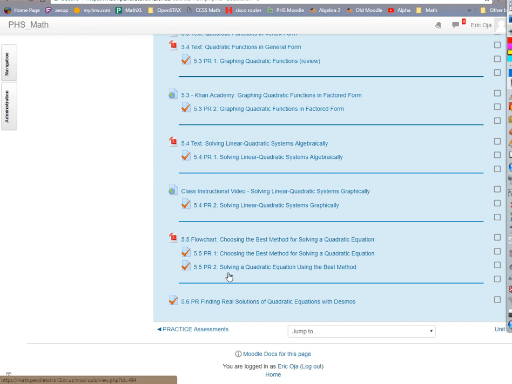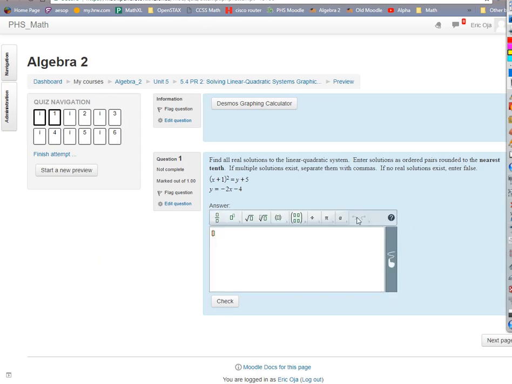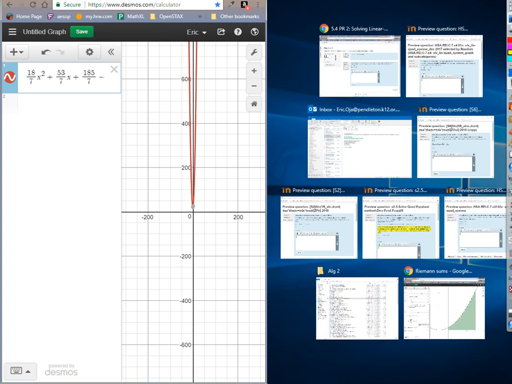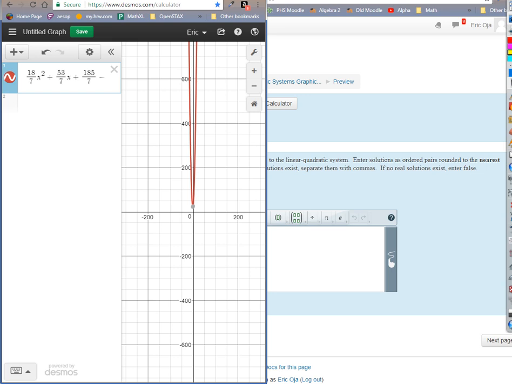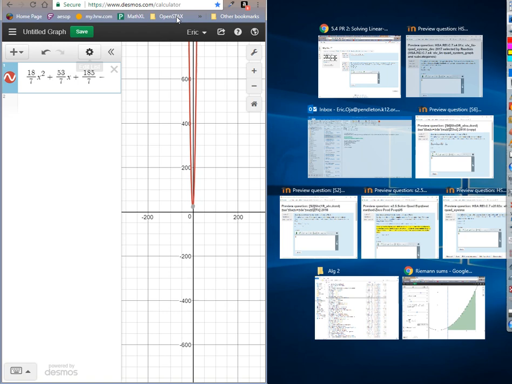So let's just review real quick one of the linear systems problems. If we go to the 5.4 practice 2, solving linear quadratic systems graphically, and pick a couple problems, like just this one, for example. So let's use Desmos and get an answer to this easily. What do we have to do in Desmos? Put those in, and it's going to give you the answers.